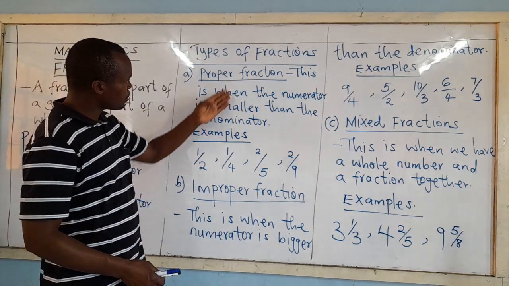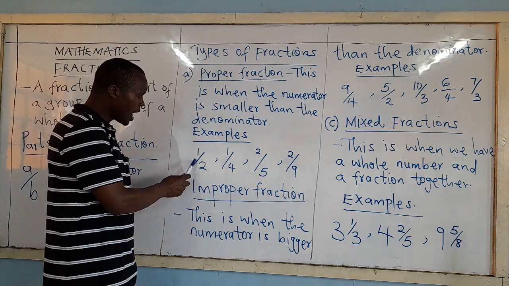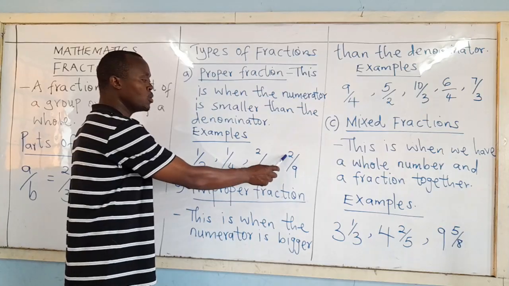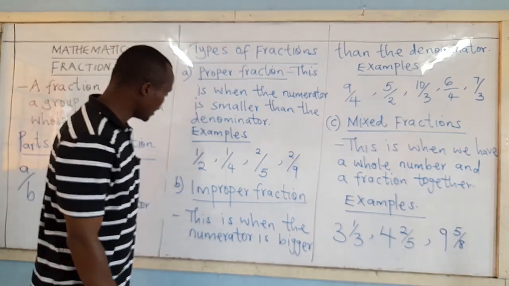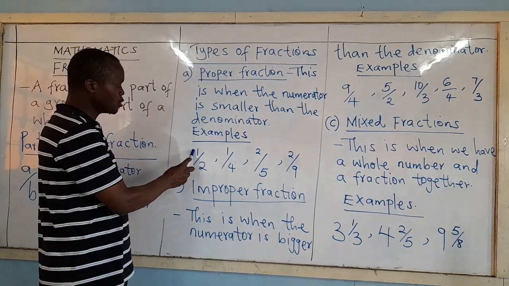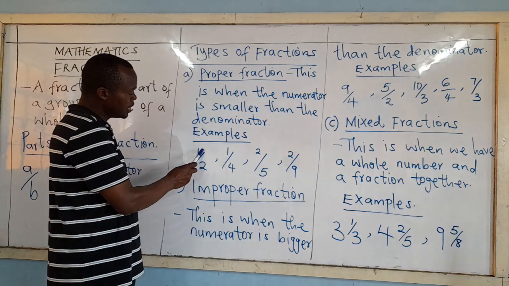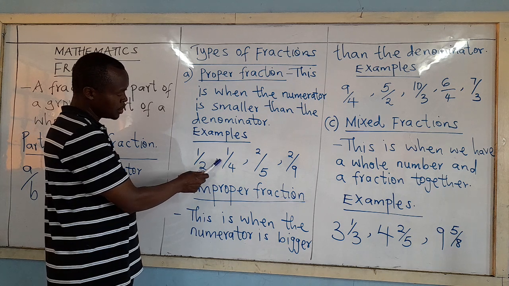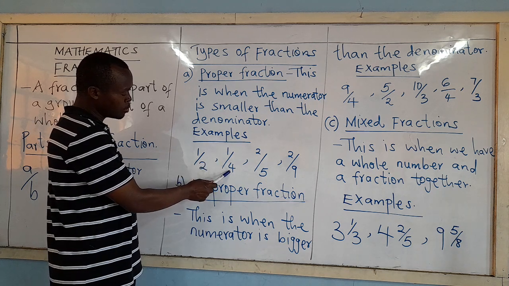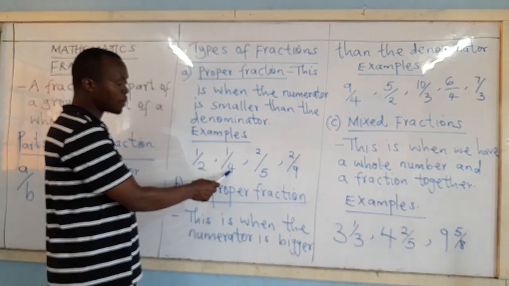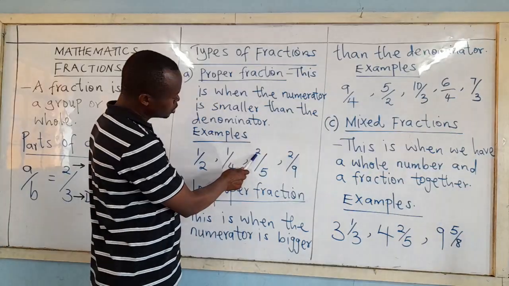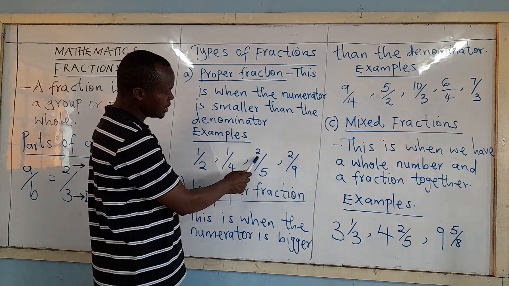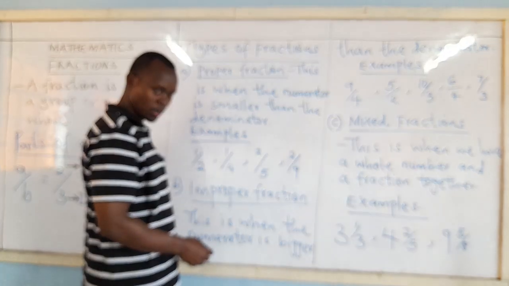We have examples of proper fractions here. We have a half, a quarter, 2/5, and 2/9. Remember that for this fraction to be a proper fraction, the numerator is smaller than the denominator. Here we have 1 as the numerator, and at the bottom we have 4. So this is a proper fraction. 2 is the numerator and 5 is the denominator. So it is a proper fraction, and so on.